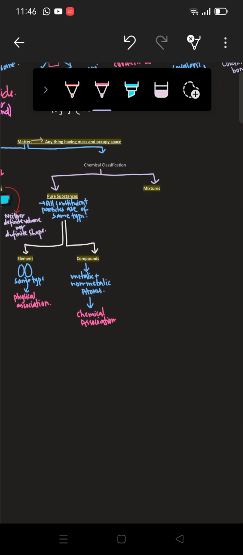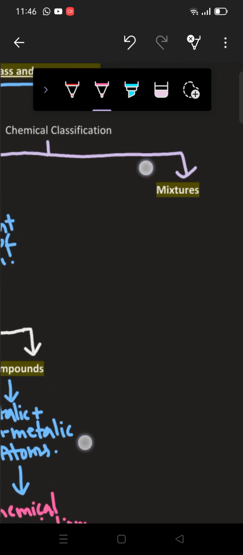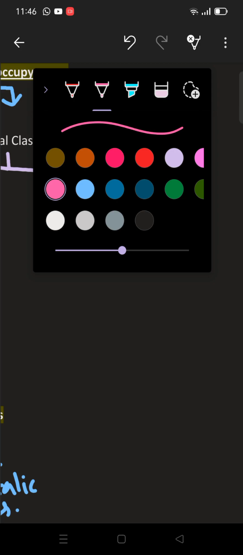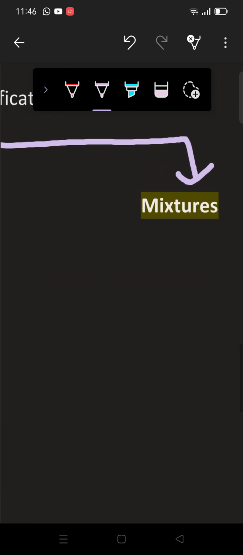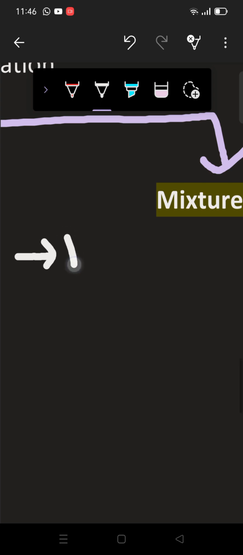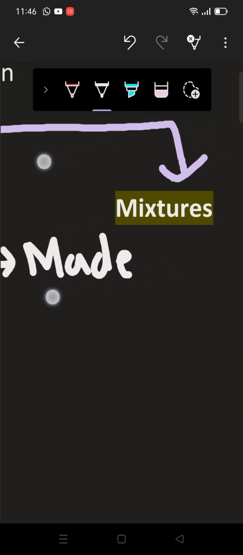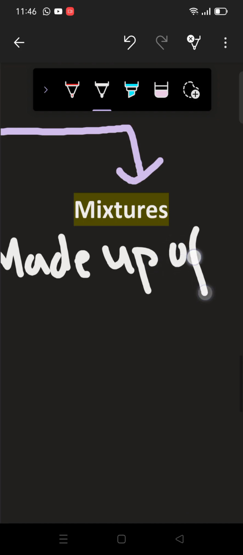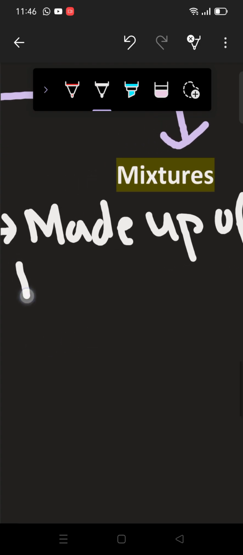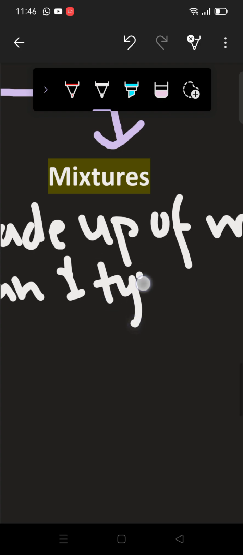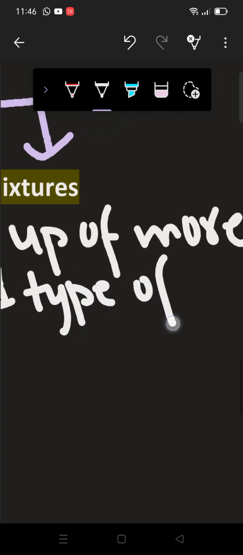Let's go towards mixture. Mixture is made up of more than one type of constituent particles. So let's write the definition of this too. Let's write with white, then I'll highlight it with another color. So, made up of more than one type of substances.